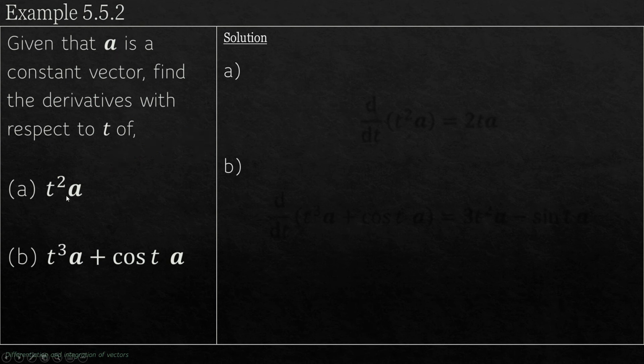So t squared a, we differentiate it. We can go straight to the answer here. So it's going to be 2ta. And for the second one, we've got a couple of terms here. If we wanted to, we could factorize out the common factor of a.